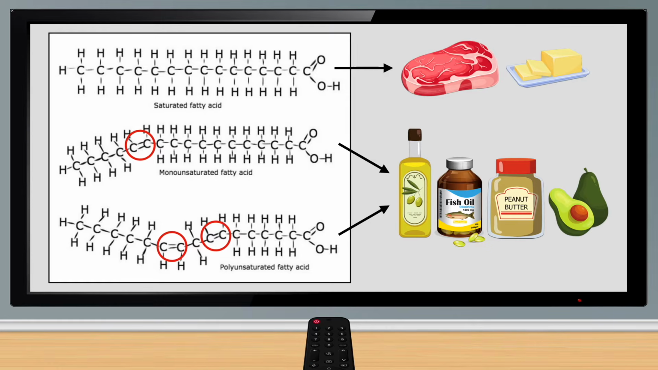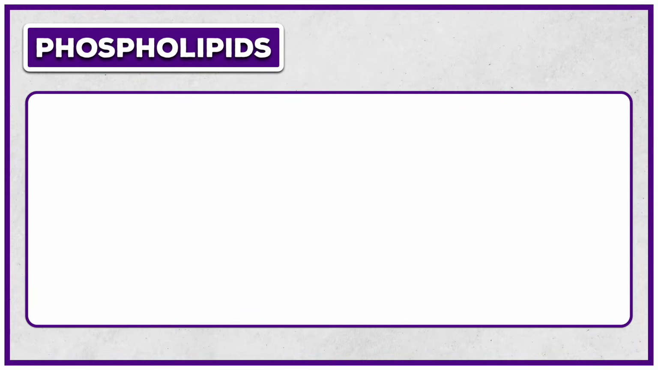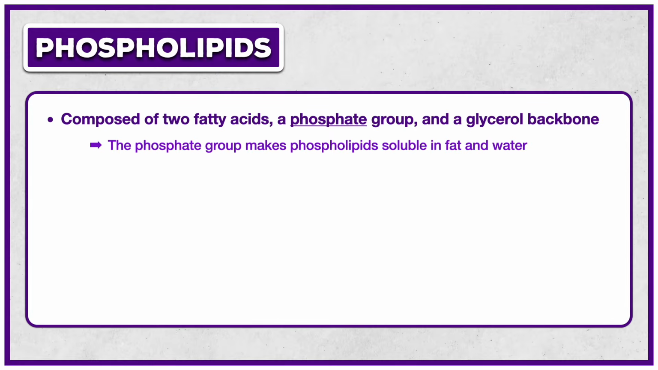Most saturated fat is of animal origin, and most unsaturated fat is of plant origin. A common exception is coconut oil, which is plant-based, but is composed primarily of saturated fat and is therefore solid at room temperature. Next up, we have phospholipids.